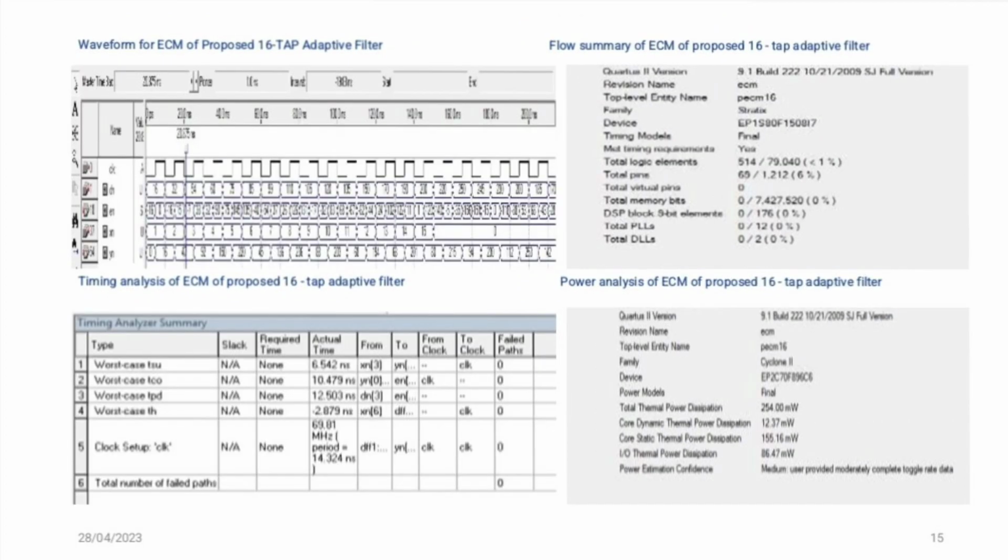This is the waveform for the error computation module of the proposed 16-tap adaptive filter, where 16-tap represents the 16 inputs of the filter. The same process is continued here. The area is measured. The logic elements taken for the 16-tap ECM is 514, and the time delay is 6.542, and the power consumed is 254 milliwatts.